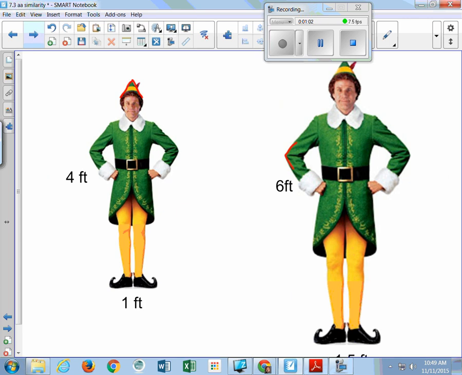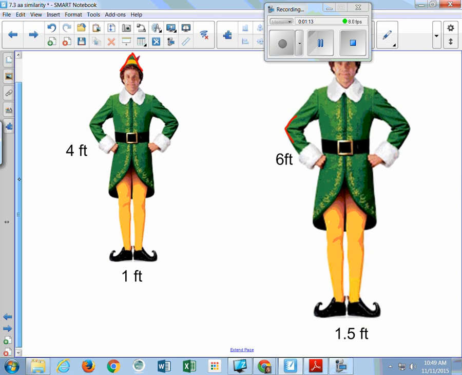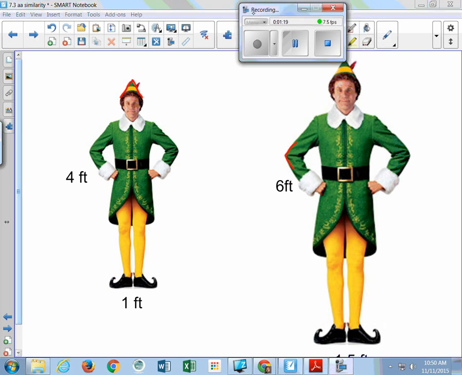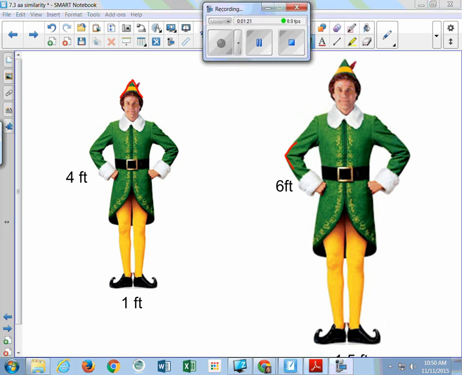Now, let's prove that they are similar. For one, I have their height. One is 4 foot, one is 6 foot. And then I have how wide they are, being 1 foot wide and 1.5 feet wide. And then I have some triangles drawn on some of the angles that make up their elbow and their hat.